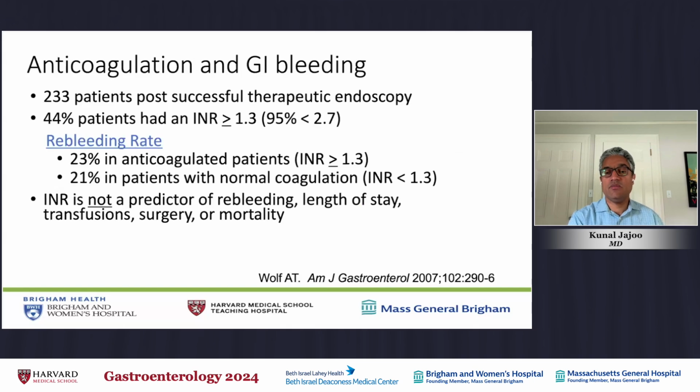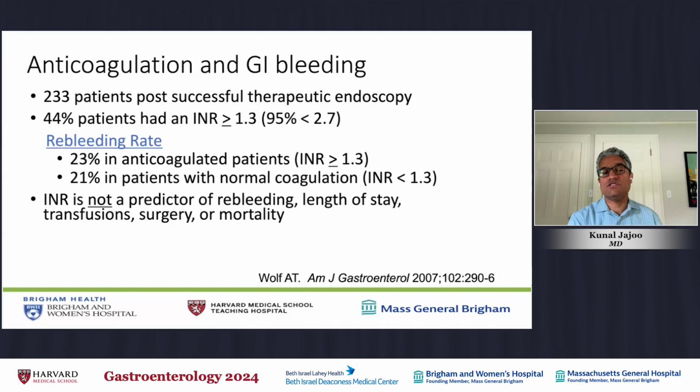How about in the patients who come in on warfarin with GI bleeding? Do we need to wait until their INR has normalized before we can provide endoscopic therapy? In this study by our group, 233 patients were looked at after successful endoscopic therapy for bleeding, and about half of them had an INR of greater than 1.3, the vast majority of whom were lower than 2.7, so a typical therapeutic range.